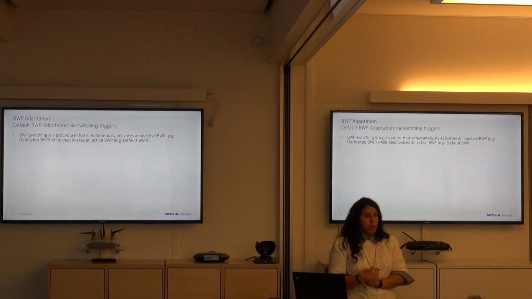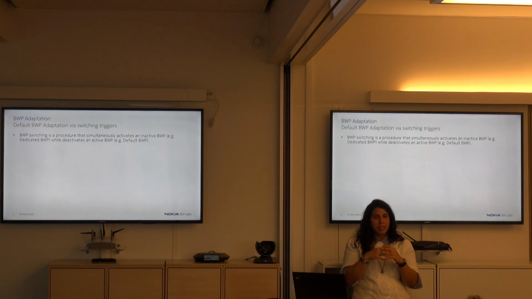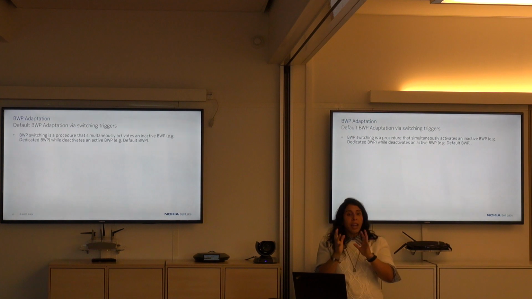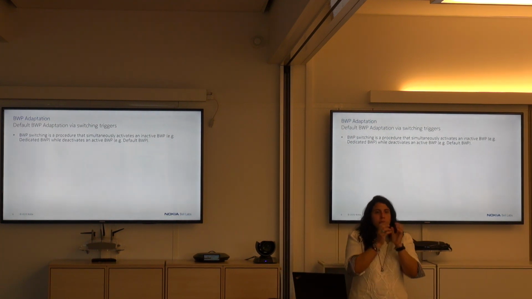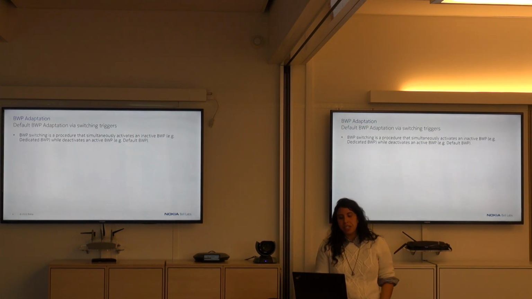So we have bandwidth bar switching, which is a procedure through which an active bandwidth bar gets deactivated and a deactivated bandwidth bar gets activated. So it's simply switching from one bandwidth bar to the other. And because only one can be active at one time, we have to deactivate the one where the user is working at that moment, and we have to activate another one. Okay, and this process is what is called bandwidth bar switching.